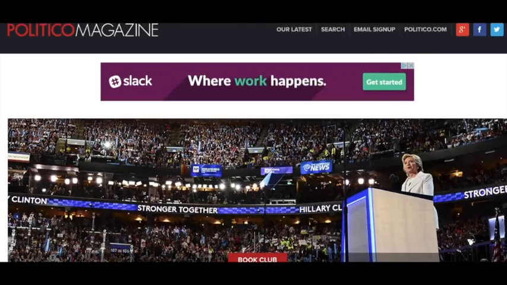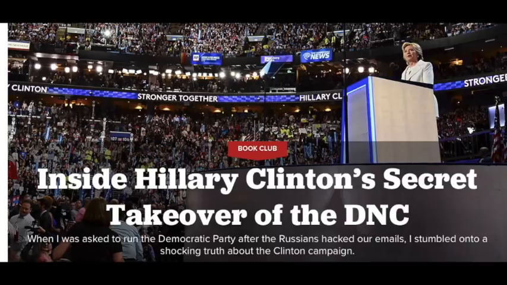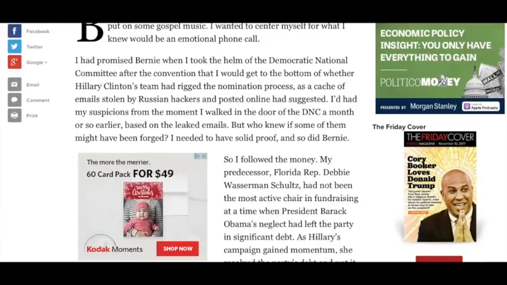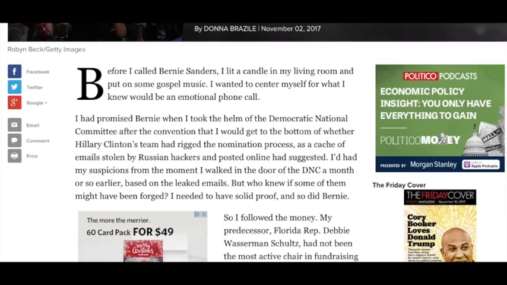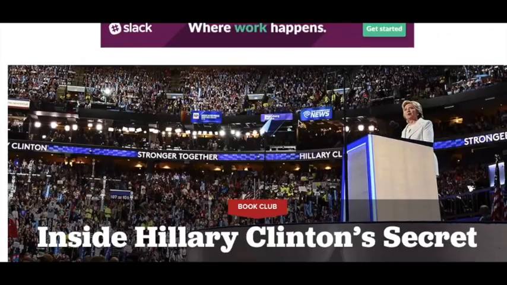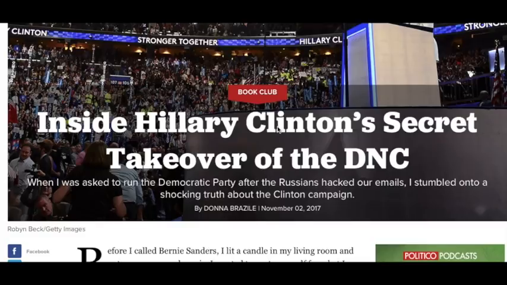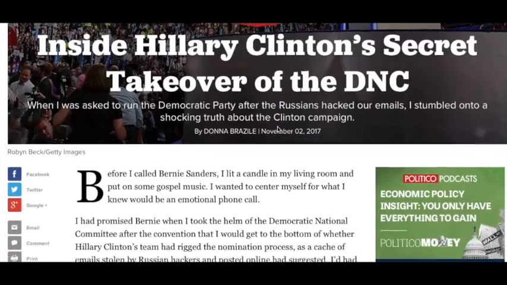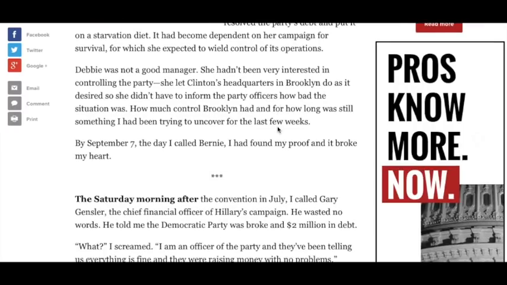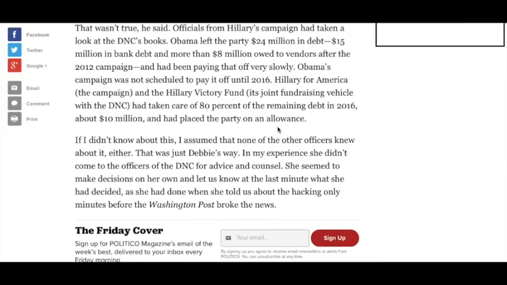Maybe. But the next important section is the question of the rigging, where it became obvious that Hillary... now, we knew this already, but here you have the top Democratic woman, the face of the Democrats, this black woman, Donna Brazile, talking about Clinton's secret takeover of the DNC, which dealt with both money from the Clinton Foundation as well as the rigging of the election so that it wouldn't be Bernie Sanders. Now, everybody already knew this. Come on, give me a break. But the question is, why is Donna Brazile coming out and saying this?